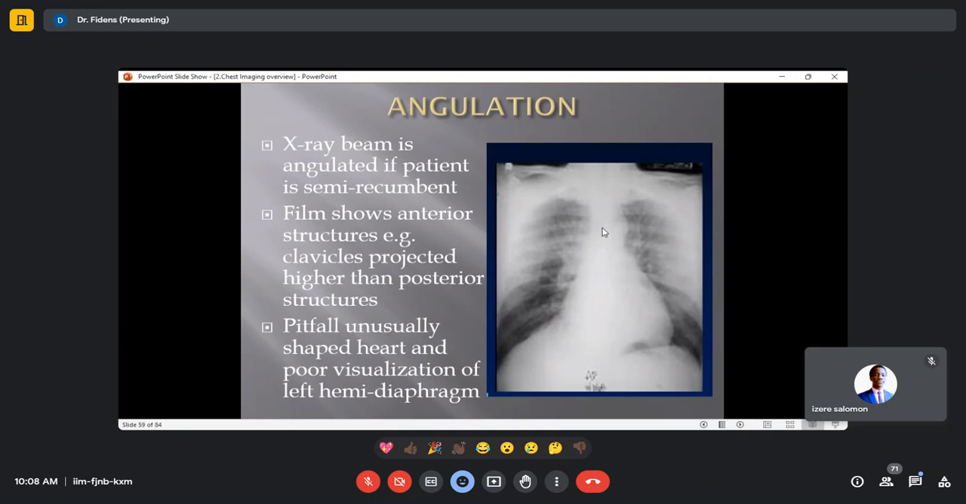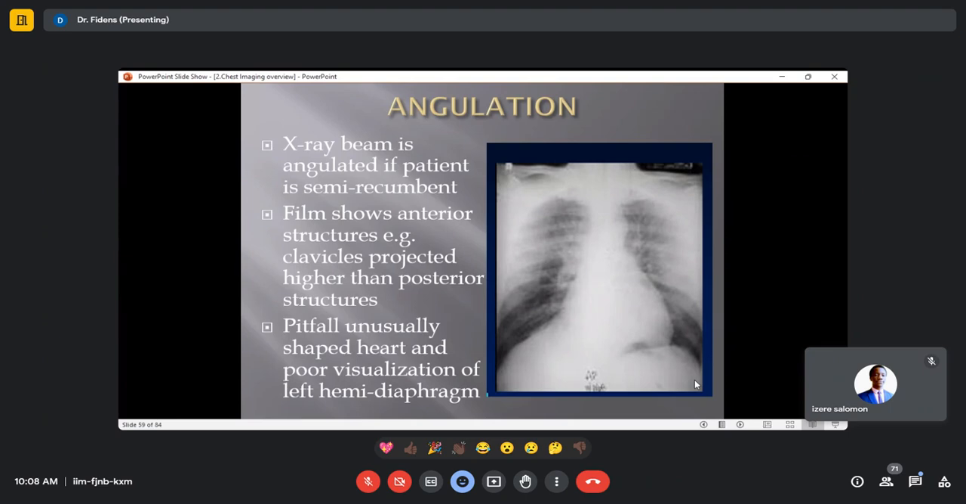Okay. So now let us talk about the angulation. Remember, this is the fifth technical quality you have to check for, and you remember what it means. Can you see that for this film the upper part is too white and the lower part is too dark? Yes. This is not due to disease. They are not opacities.